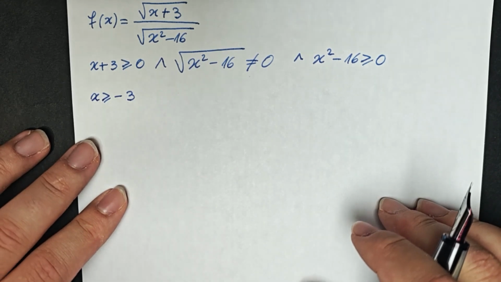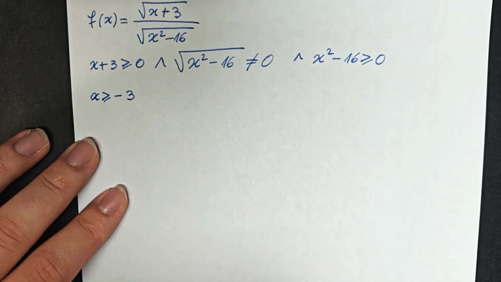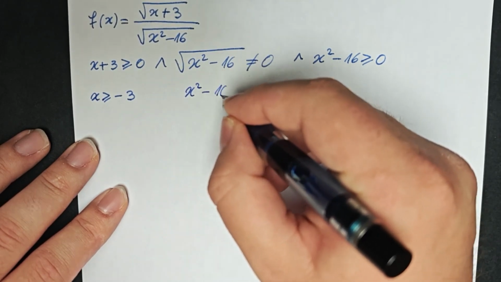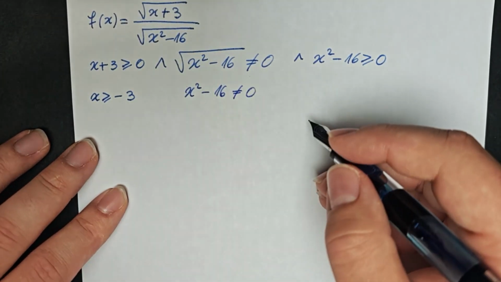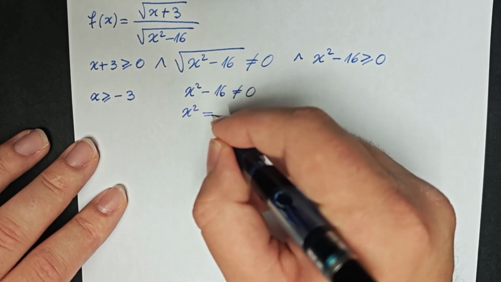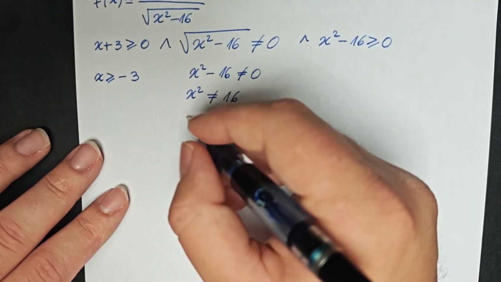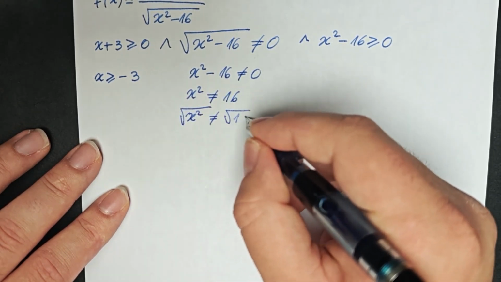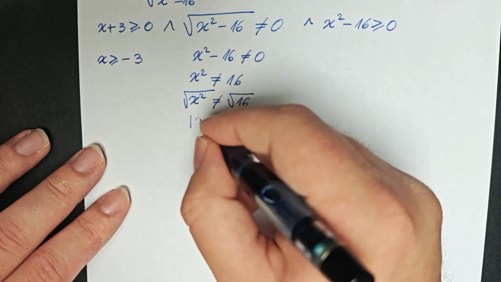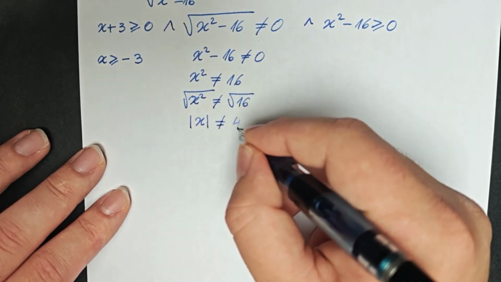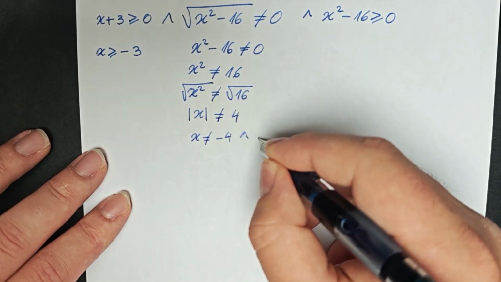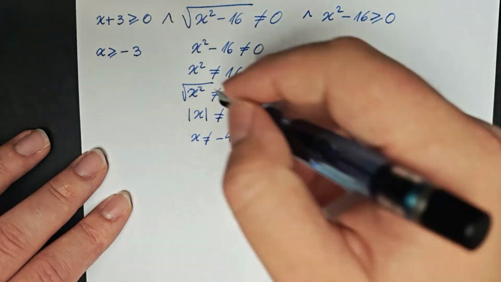In the second condition, we have the square root. We can square both sides of the inequality, and that will give us that x squared minus 16 is different from 0, which means that x squared has to be different from 16, and that means that the square root of x squared has to be different than the square root of 16, and then the absolute value of x is different than the number 4. X is then different than negative 4, and x is different from number 4.